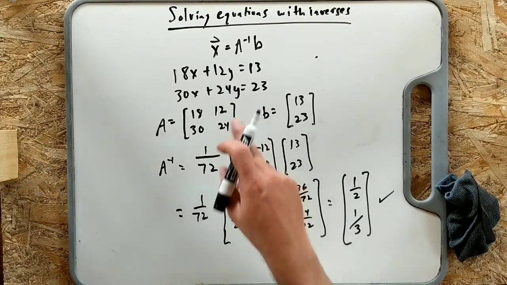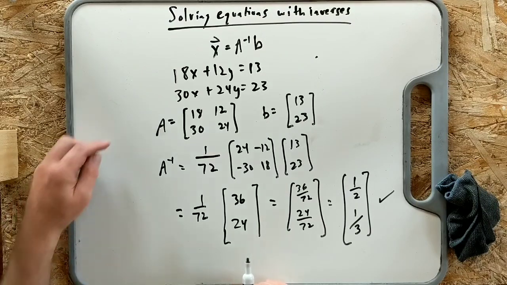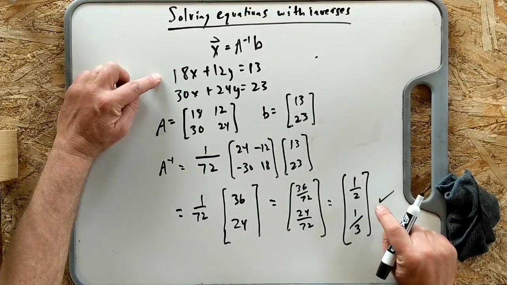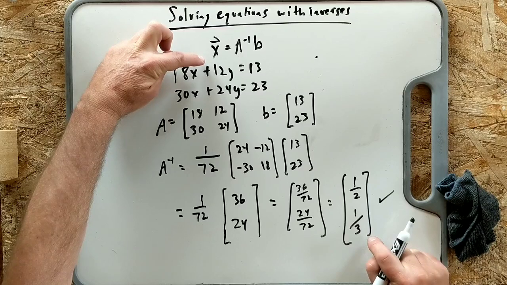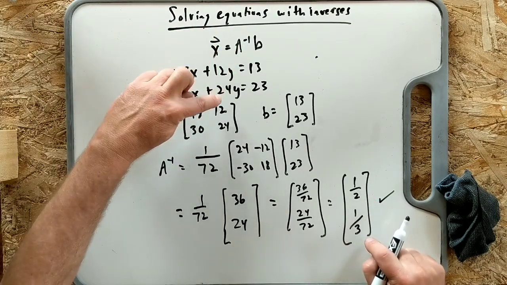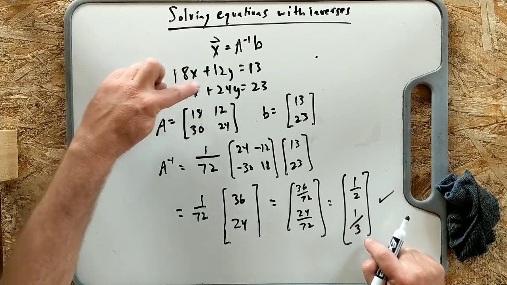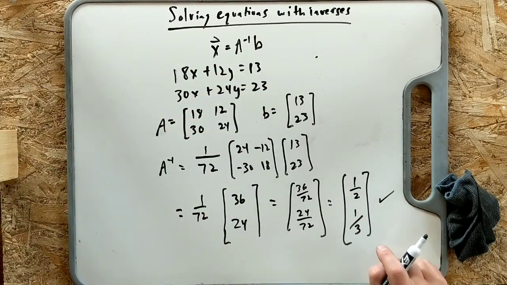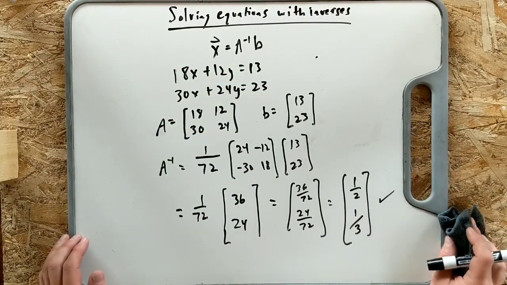Okay, you could go back and check those again if you want. Actually, that's easy to do. Half of 18 is 9. A third of 12 is 4. 9 plus 4 is 13. Half of 30 is 15. A third of 24 is 8. 15 plus 8 is 23. That works.